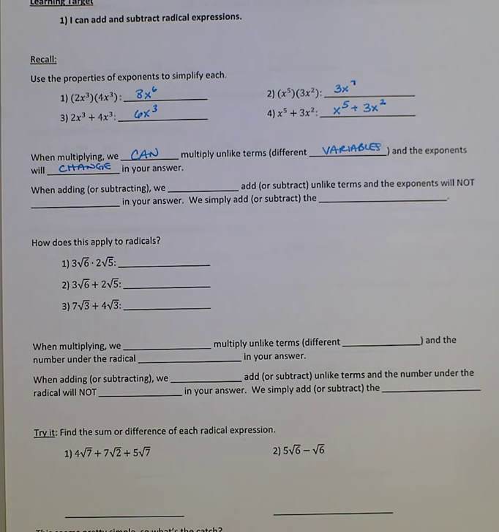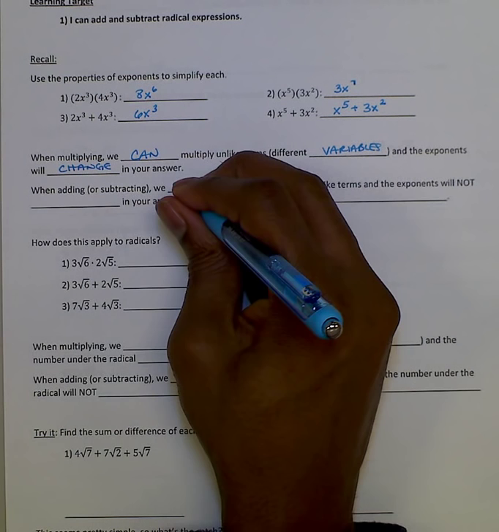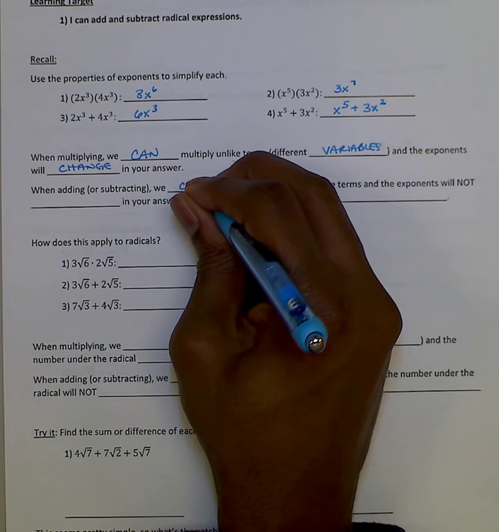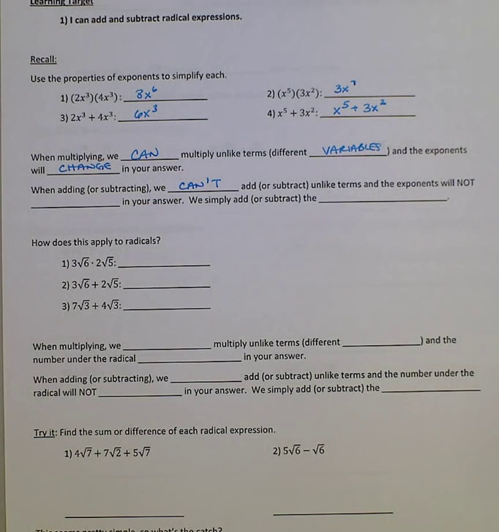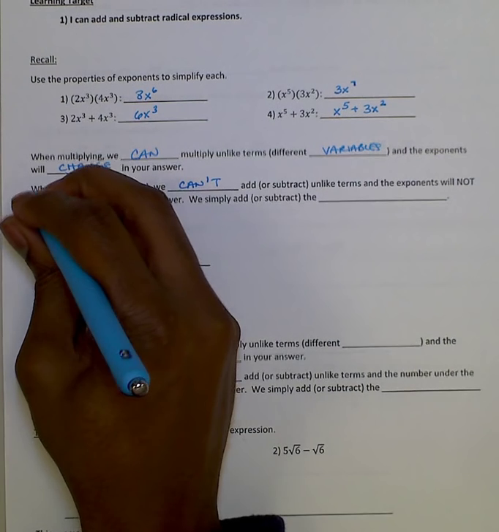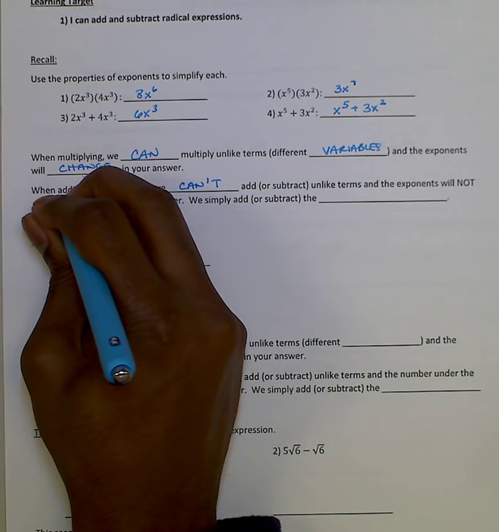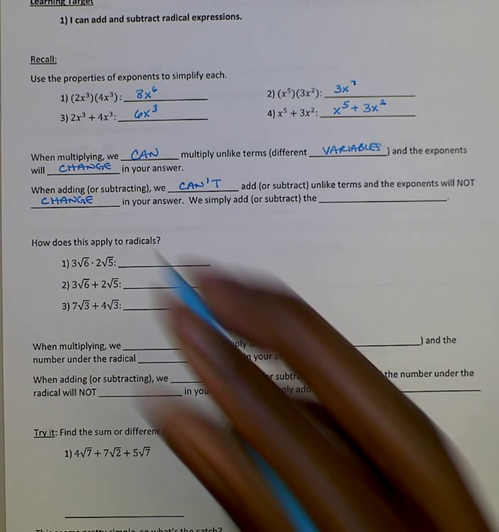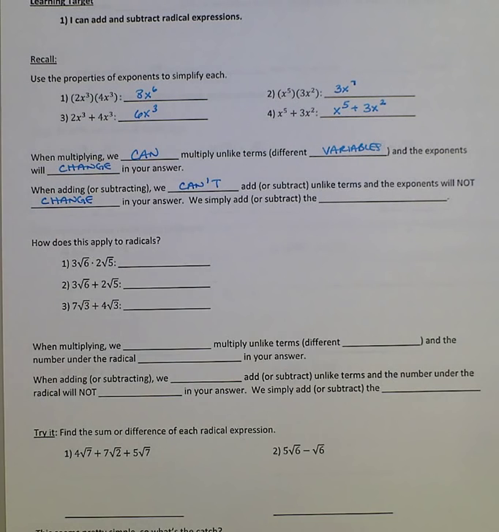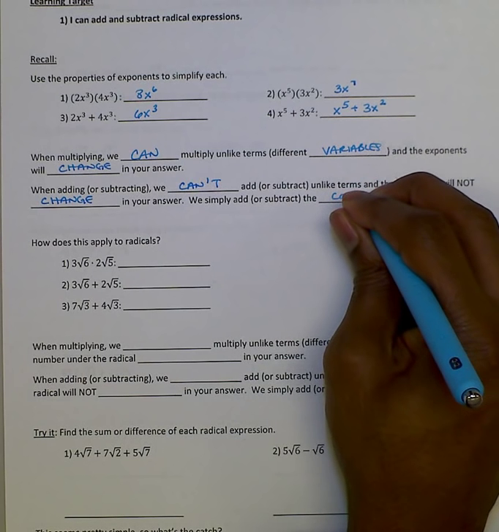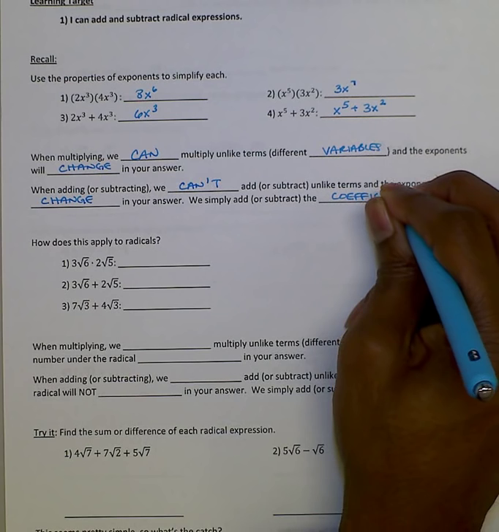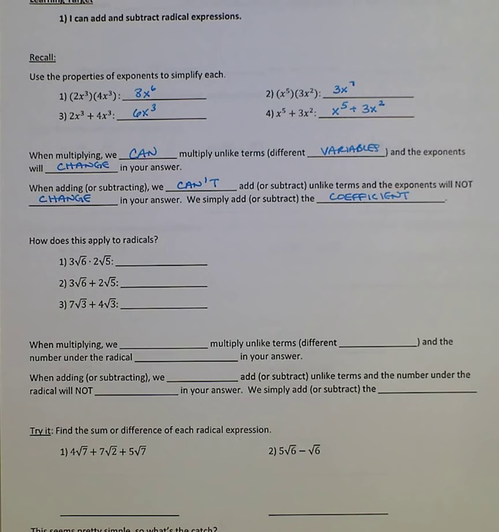When adding or subtracting, we cannot add or subtract unlike terms, and the exponents will not change in our answer. We simply add or subtract the coefficients. And remember, the coefficient is the number that comes before the variable. Okay? So how does this apply to radicals?